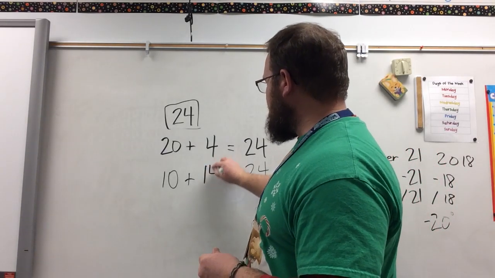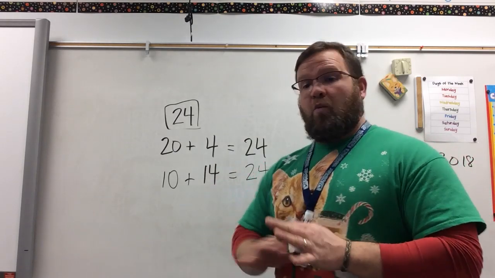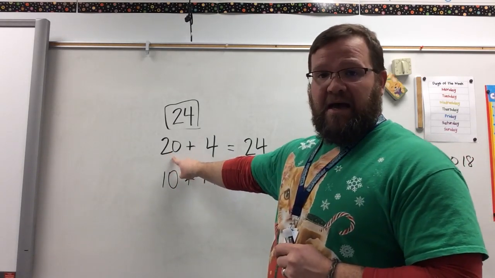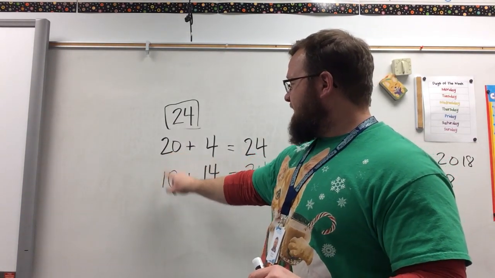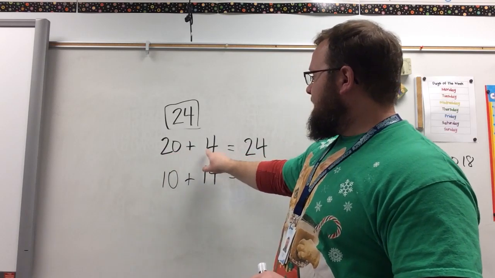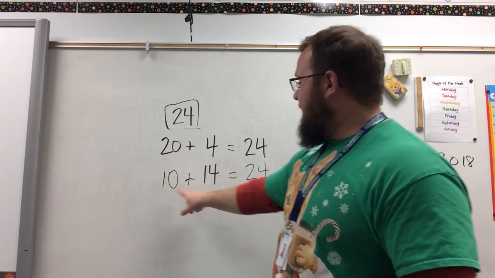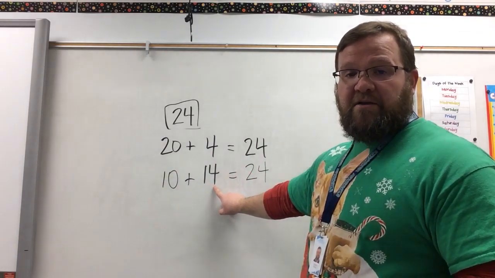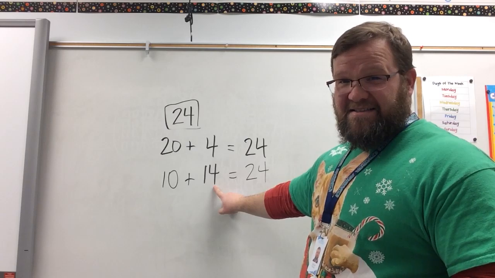Okay? So again, all I did was take my tens from this side, from expanded form, and I took one of the tens away and added it here. So when I took it away, I had 10. And when I added it back to my leftovers, I had 14. Right? Does that make sense?